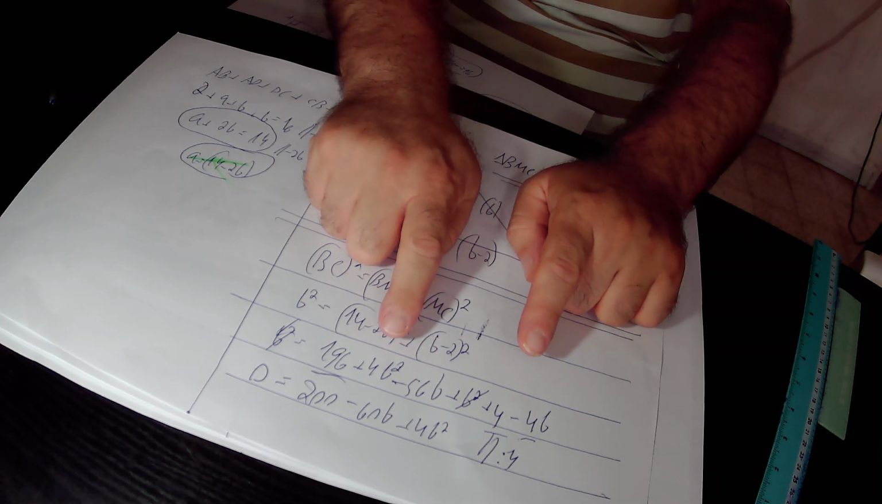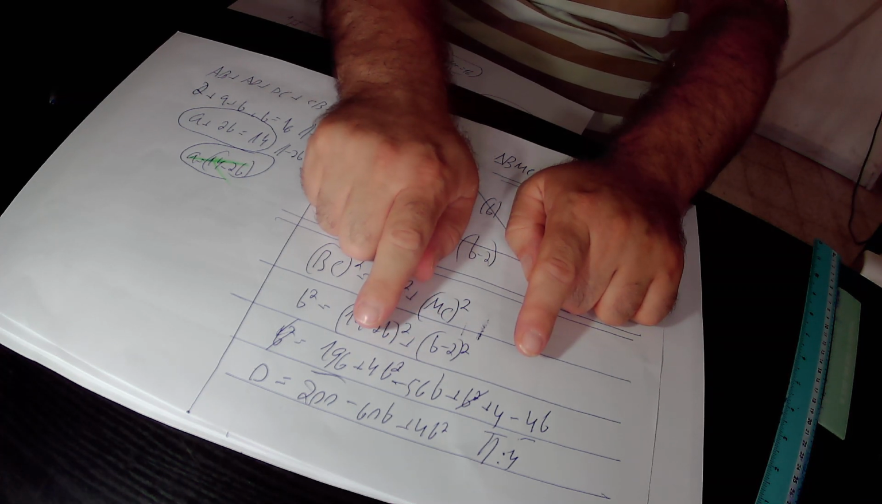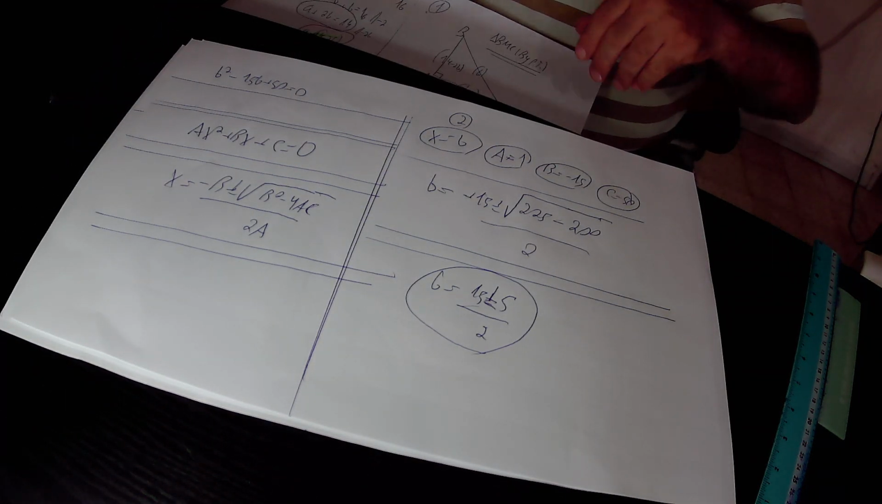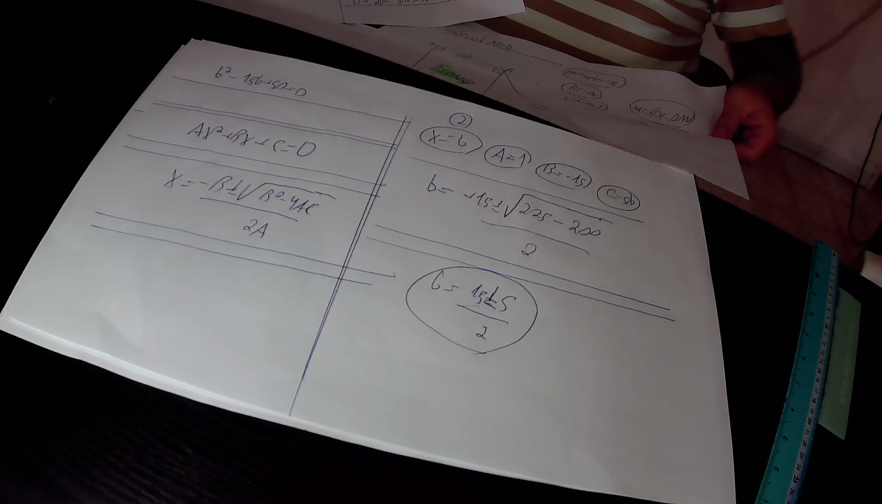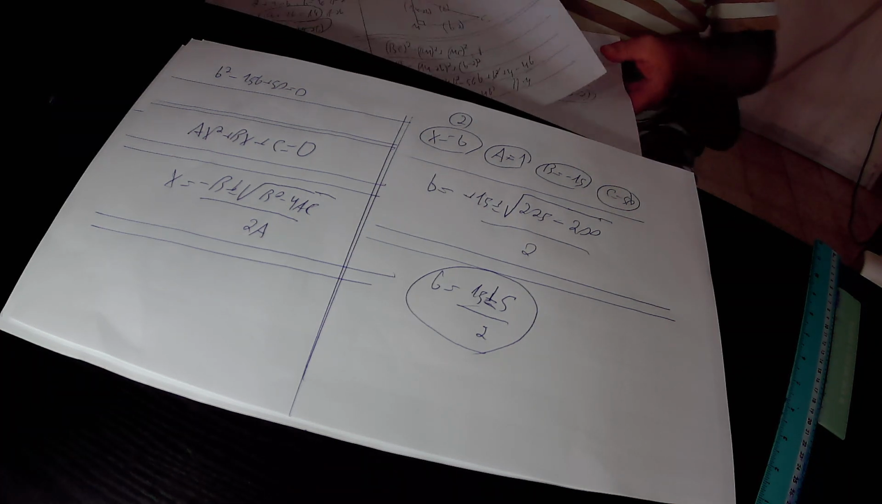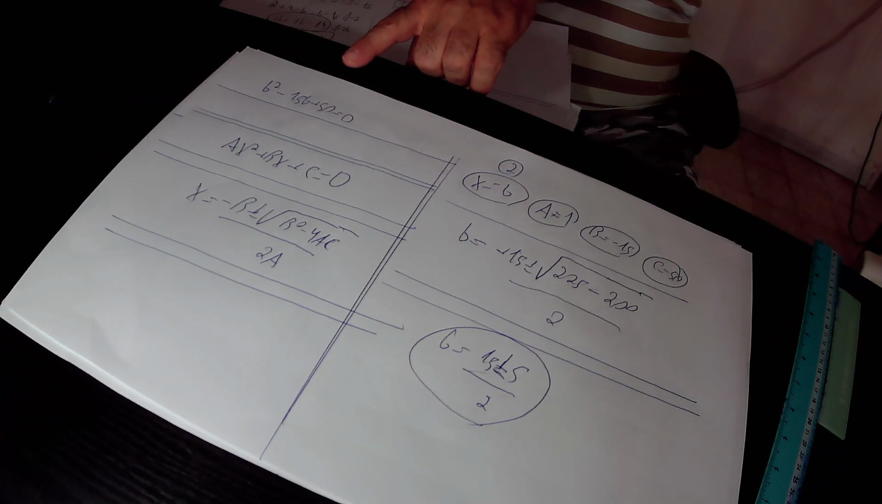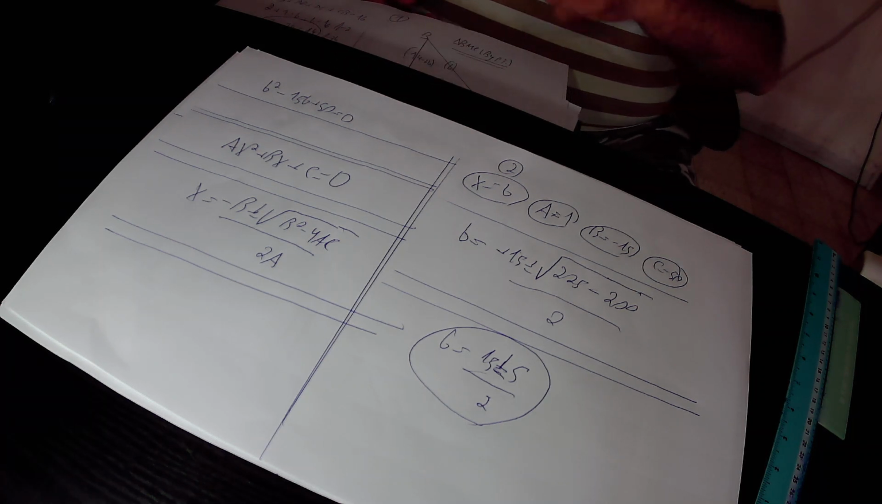We divide this equation by 4. 4b squared over 4 is b squared, minus 60b over 4 is minus 15b, and 200 over 4 is 50. So in total, we found that b squared minus 15b plus 50 equals 0.